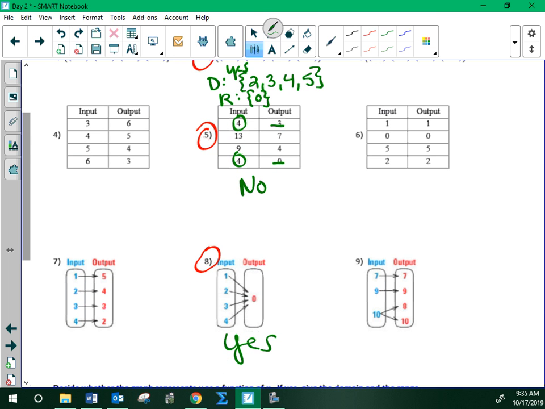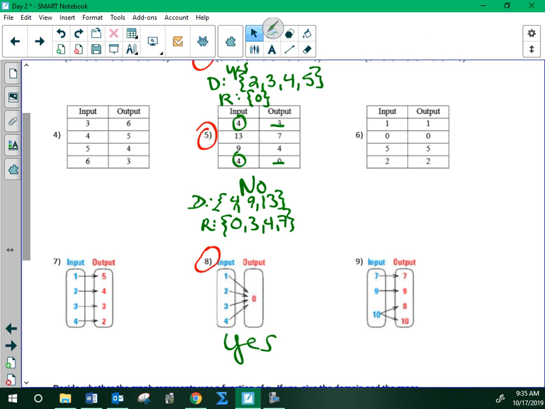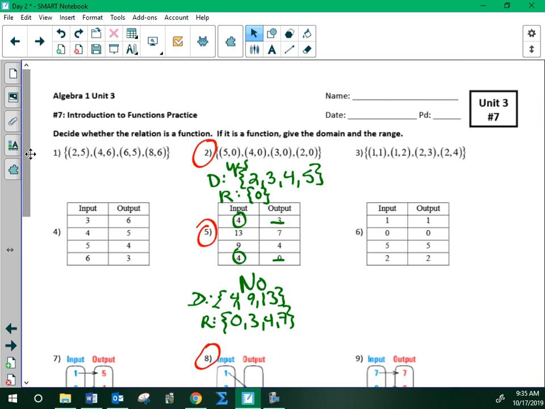All right. Let me write one more, and I'll pass it to you. My domain here we had 4, 9, 13. Our range we had 0, 3. So next class, we'll just be doing more practice with this. Bring this paper back. Number 7, we'll be doing more of it. If you don't have a video for the next class, it's just more practice of this.